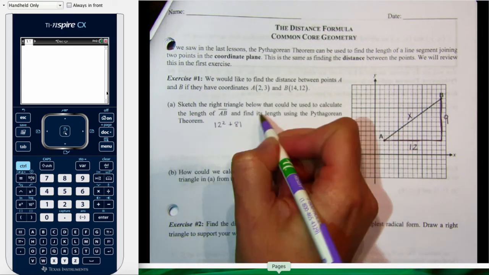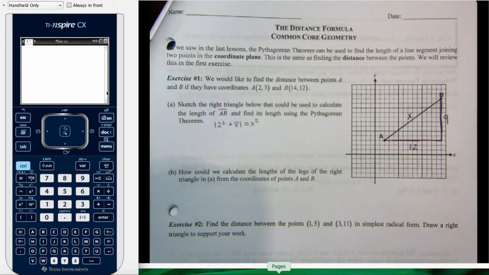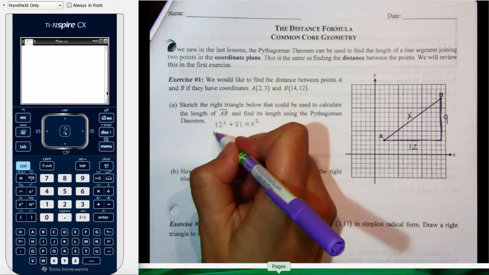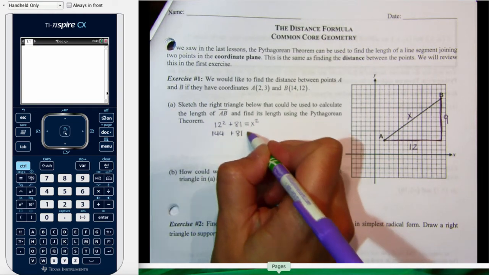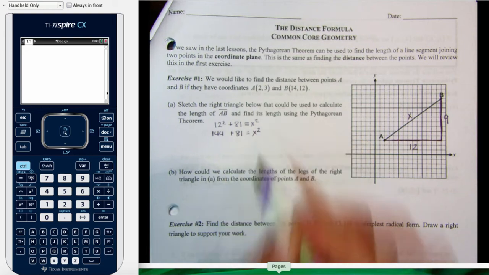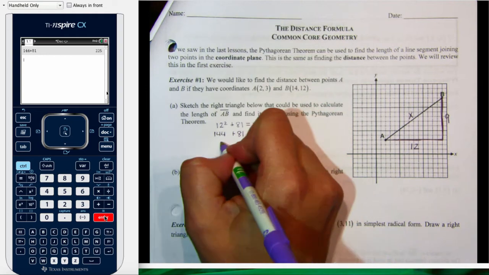That should be 9 squared, but I squared it anyway. And it equals the hypotenuse squared. So 12 squared is 144, plus my 9 squared, which I already have, is 81, and that equals x squared. And now I can go ahead and add those two together. So I have 144 and the 81, and that gives me a total of 225.